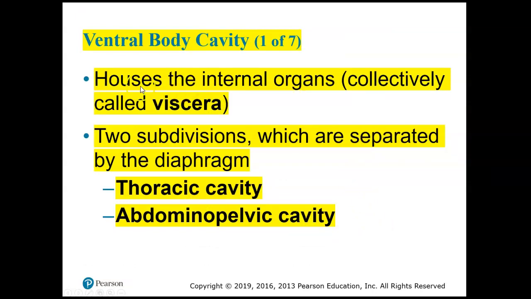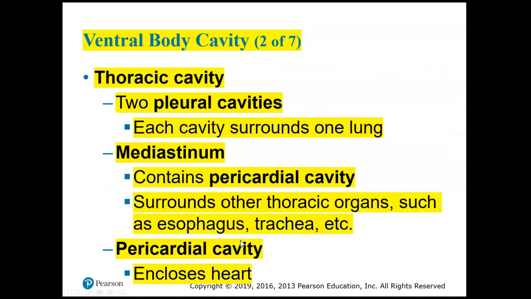The ventral body cavity in the notes houses the internal organs called the viscera. So internal organs like the liver and the stomach and the intestines. It's divided into thoracic and abdominopelvic cavities. The thoracic cavity contains the two pleural cavities. Each pleural cavity surrounds one lung. The mediastinum contains the pericardial cavity, which surrounds the heart.